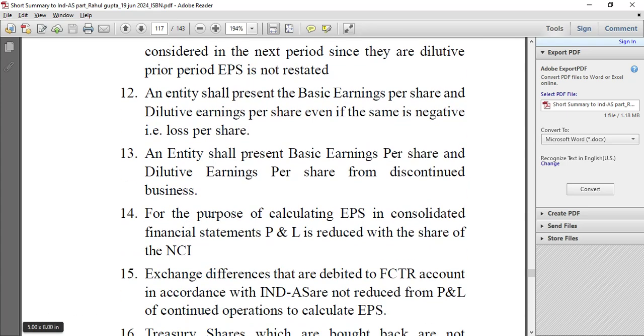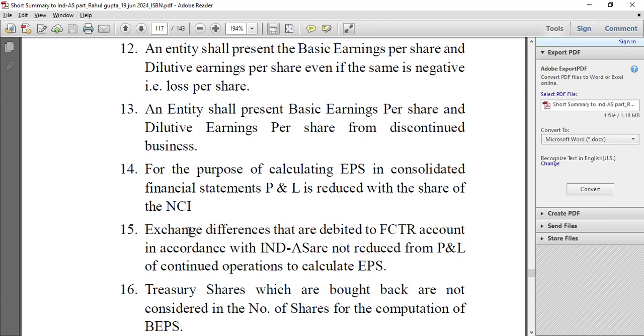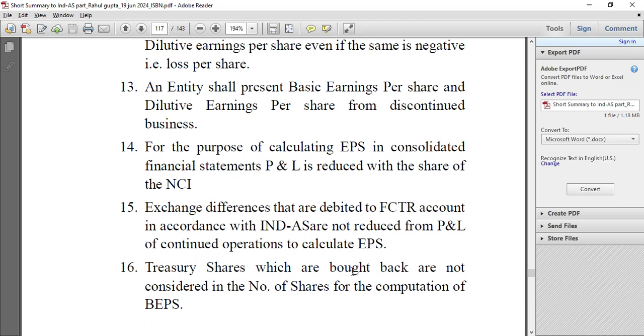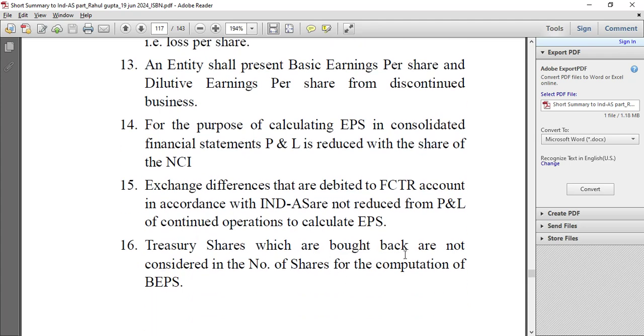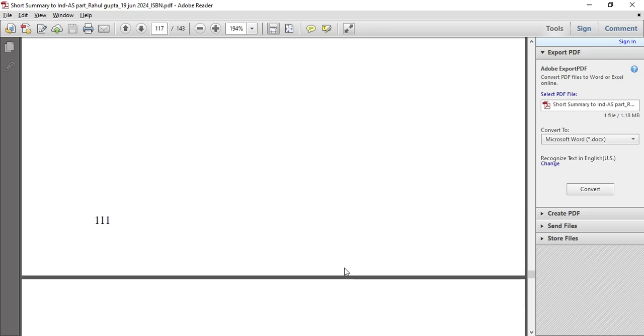For the purpose of calculating EPS in consolidated financial statements, P&L is reduced with the share of NCI. Exchange differences that are debited to FCTR account in accordance with Ind AS are not reduced from P&L of continued operations to calculate EPS. Treasury shares which are bought back are not considered in the number of shares for the computation of basic earnings per share.